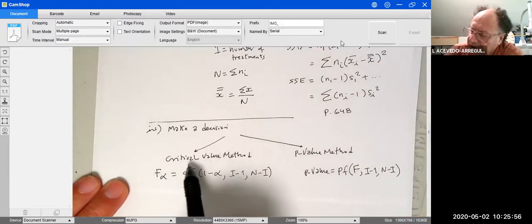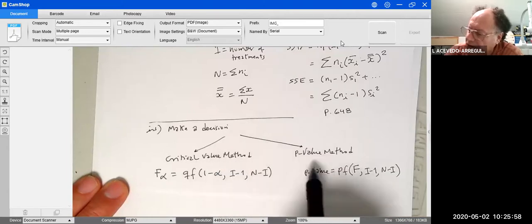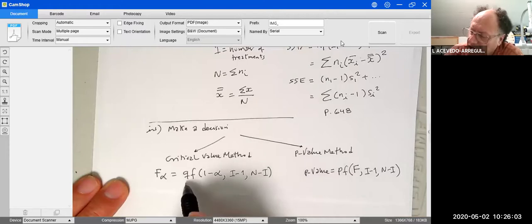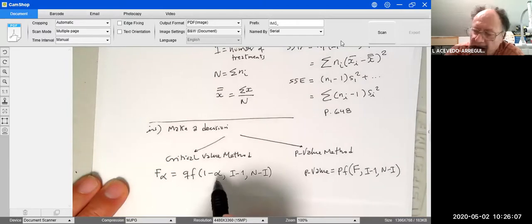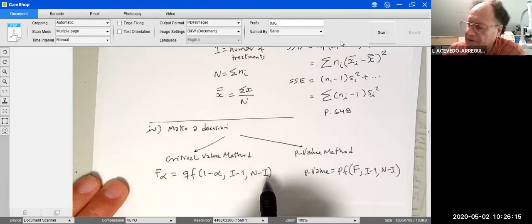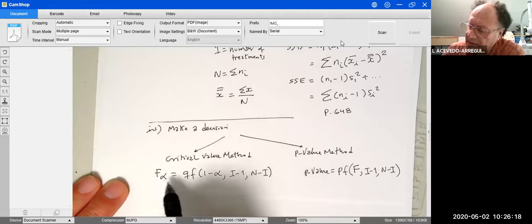One method is the critical value method, and the other method is the p-value method. For the critical value method, we're going to use R. We're going to use the function qf, where you enter 1 minus alpha, comma, the number of treatments minus 1, comma, the total number of responses minus the number of treatments. In that way, you're going to get your critical value, f alpha.